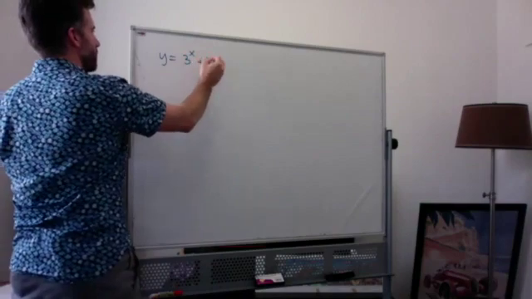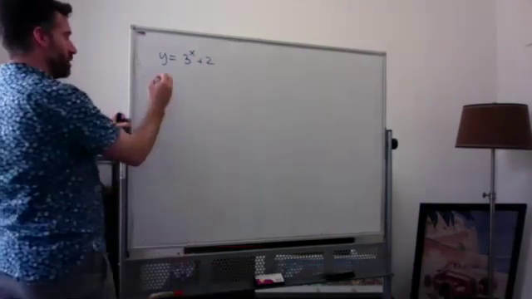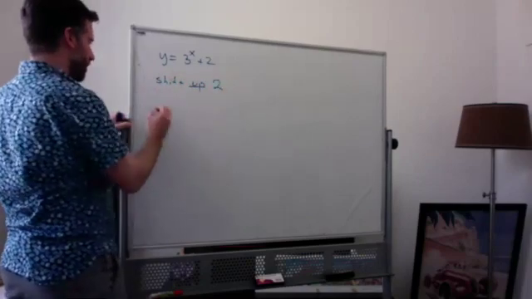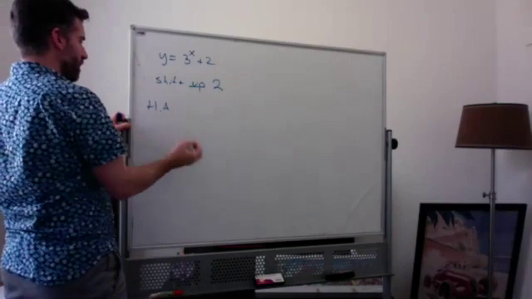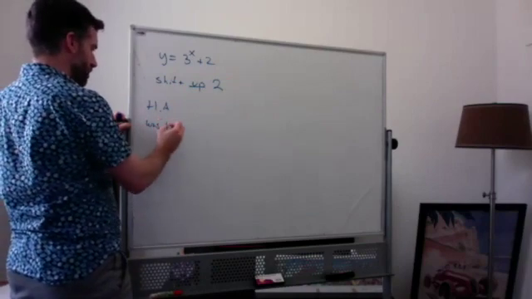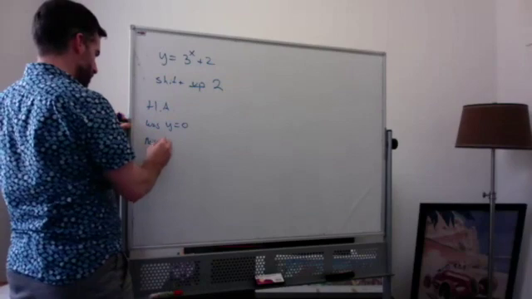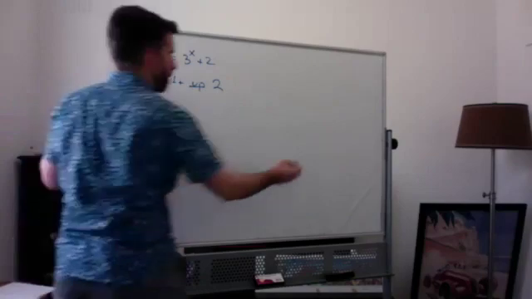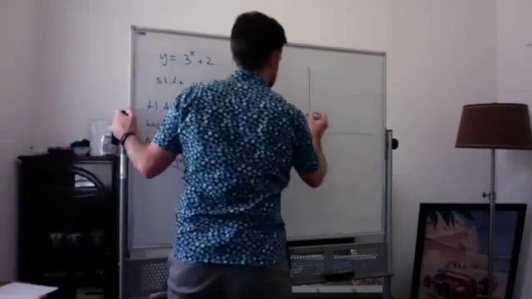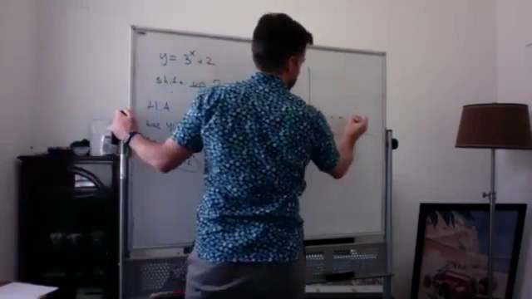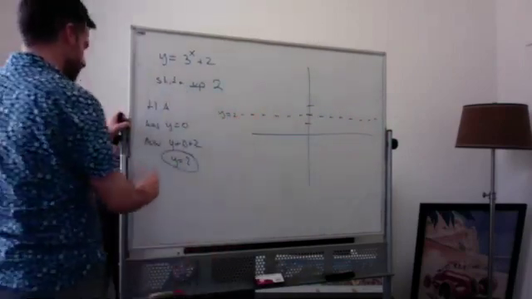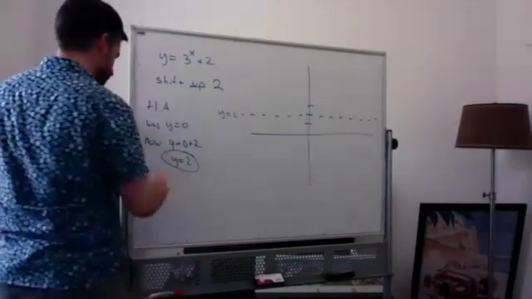So let's graph this one. y equals 3 to the x plus 2. That's just going to be shifted up 2. So my new horizontal asymptote, it was y equals 0. Now it's going to be y equals 0 plus 2, so y equals 2. And my new y-intercept.